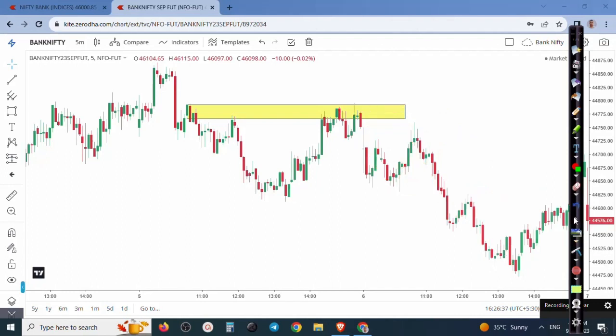So as I said, there are three ways to enter. We have seen all three entry points forming.